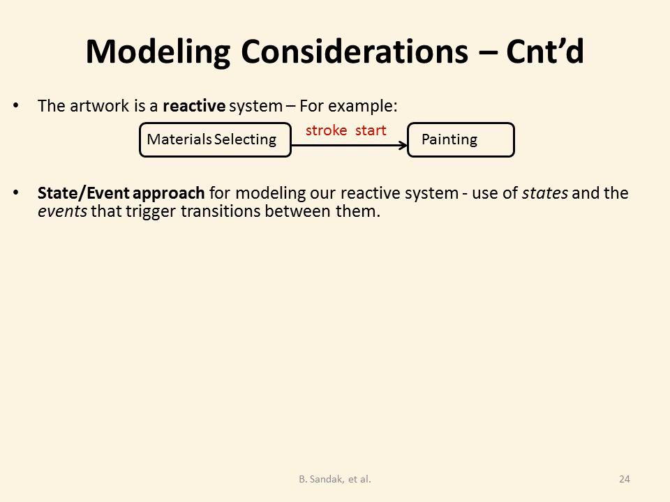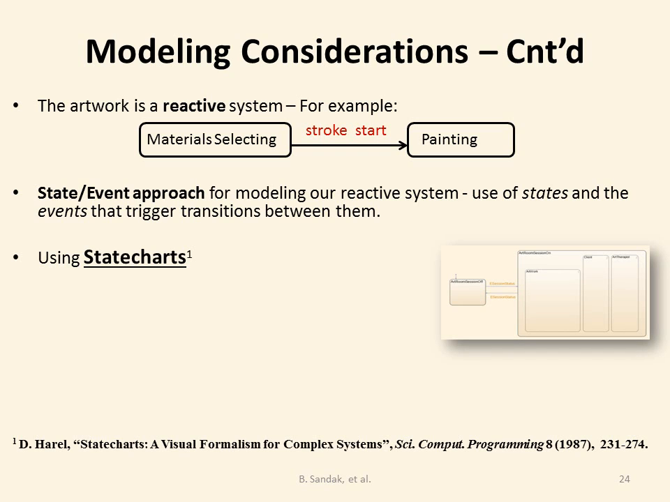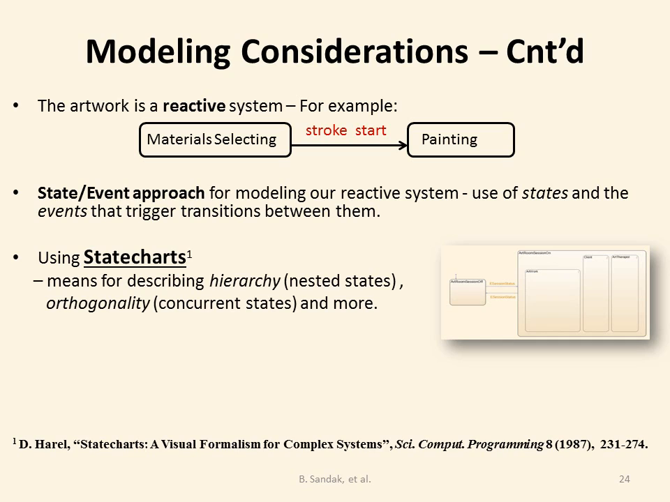It was given a boost in the 1980s, with the advent of Statecharts for specifying the behavior of complex reactive systems. Statecharts are a visual formalism, which enriches the basic state-event approach with means for describing hierarchy, that is, nested states, and multi-level transitions, as well as orthogonality, which means concurrent states, and more. Statecharts constitute an intuitive, yet mathematically rigorous formalism.